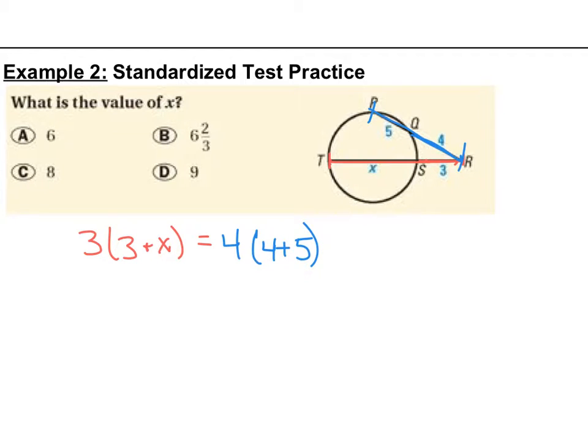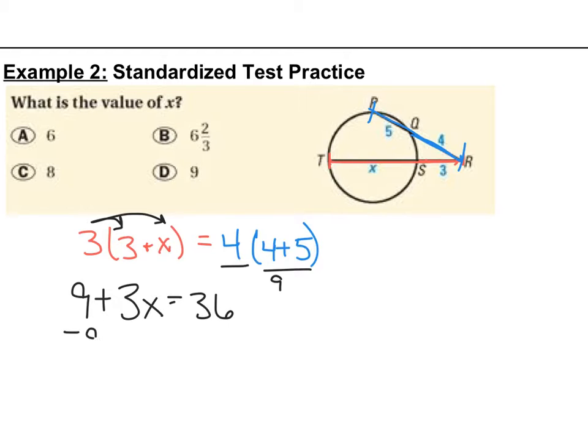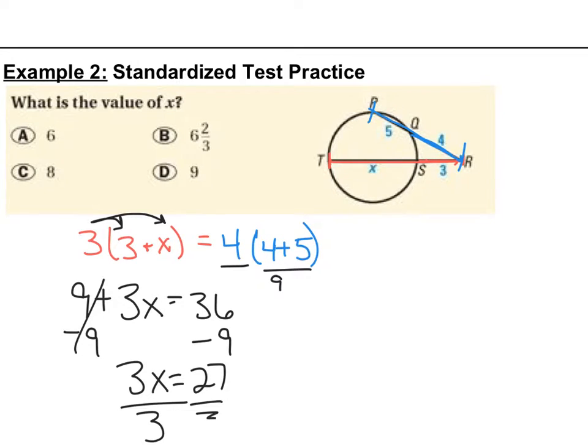We know that's 9. So again, we have to simplify, distribute, so we get 9 plus 3x equal to 4 times 9, which is 36. We'll subtract 9 on both sides. We'll get 3x equal to 27. Divide by 3. x equals 9. So in this case, our answer is letter D. Again, just to reiterate that statement, the external part of the segment times the entire segment equals the external part of the segment times the entire segment.